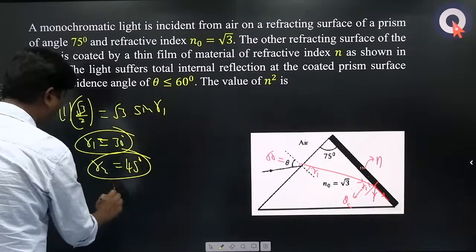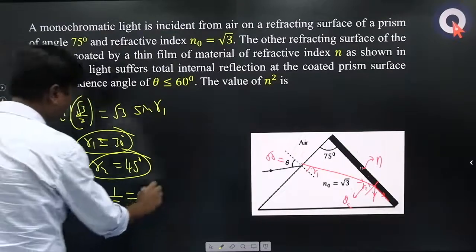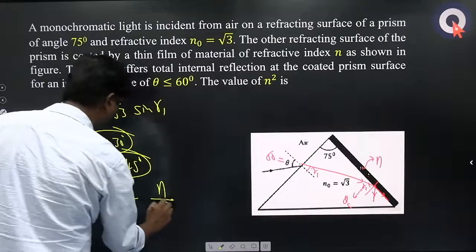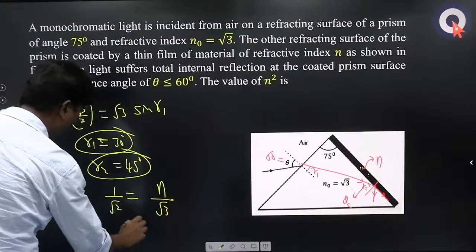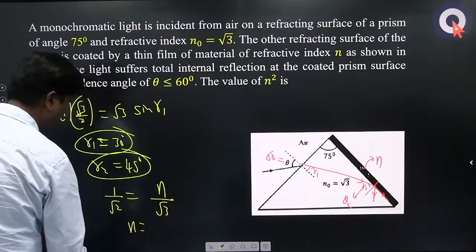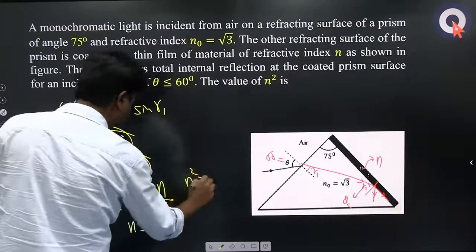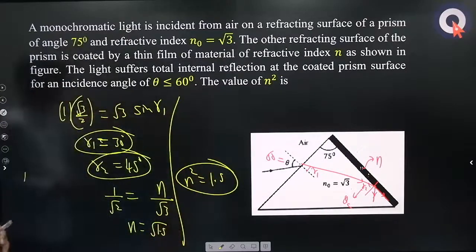Sine 45, 1 by root 2, is equal to the refractive index of rarer by denser. The refractive index of the rarer is n, and the denser is root 3. So n is equal to root 3 by 2, root of 1.5. So n squared is 1.5. Okay, clear? Simple question only.